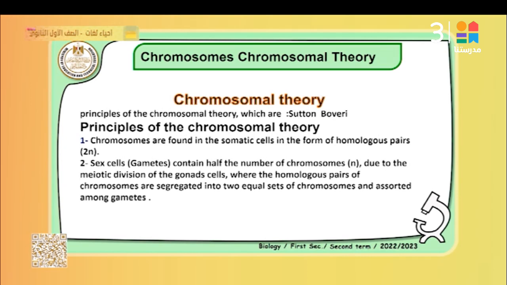Chromosomes are found in the somatic cells in the form of homologous pairs, 2N. Sex cells, the gametes, contain half the number of chromosomes, N, due to the meiotic division of the gonad cells, where the homologous pairs of chromosomes are separated from each other into equal sets of chromosomes and assorted among the gametes. They are transferred into gametes. That's right.